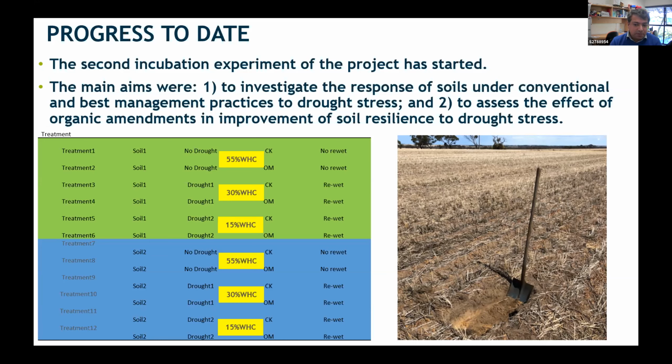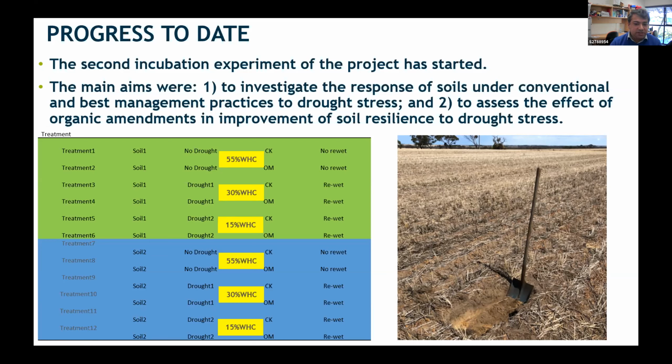Does the historical management practice have any effect on changing the mechanism when the soil goes under stress? And then after a while, we remove the stress. For example, in this case, we remove the drought. And also we apply organic matter content.